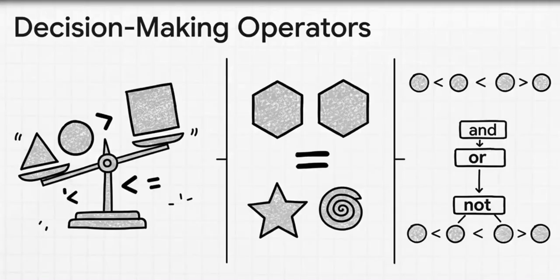So these decision-making tools really come in three flavors. You've got your relational operators to compare values. You have equality operators to check if things are exactly the same or not. And then you have logical operators, which let you chain questions together, like asking if one thing is true and another thing is also true.